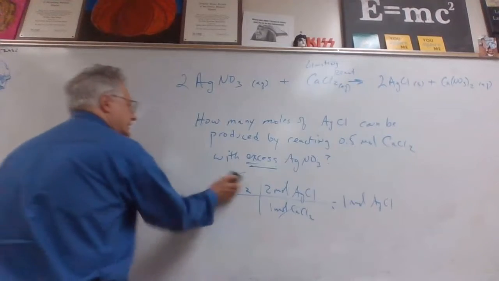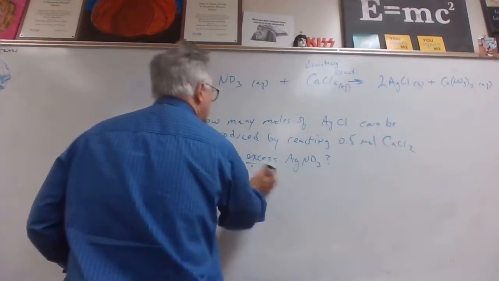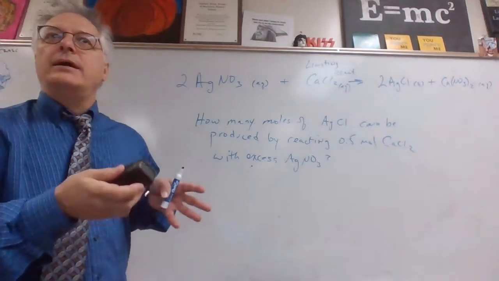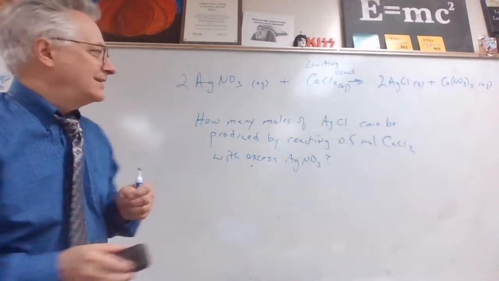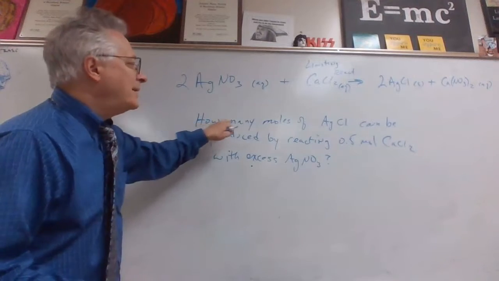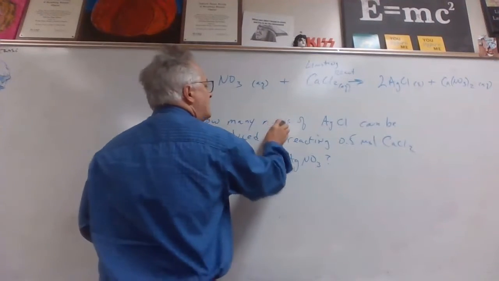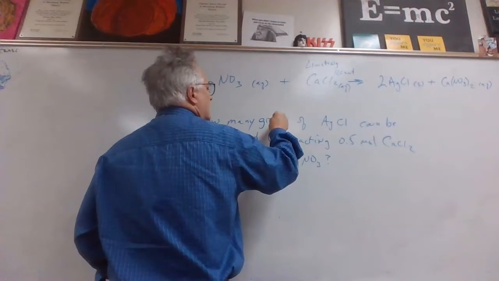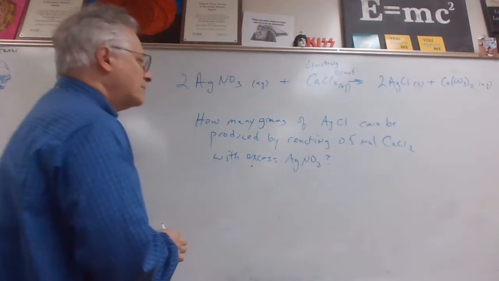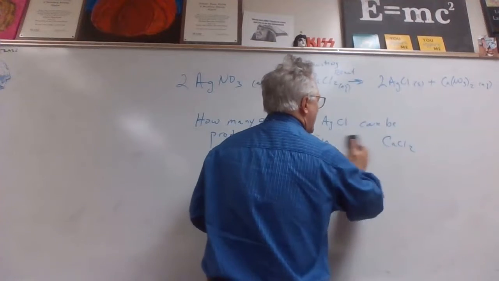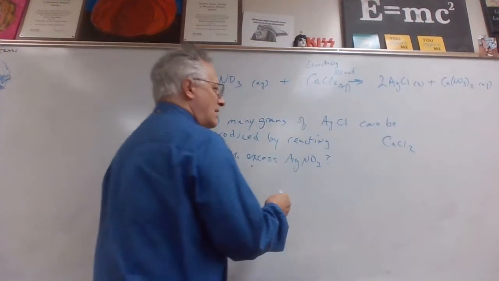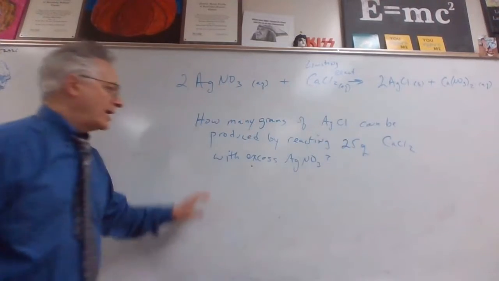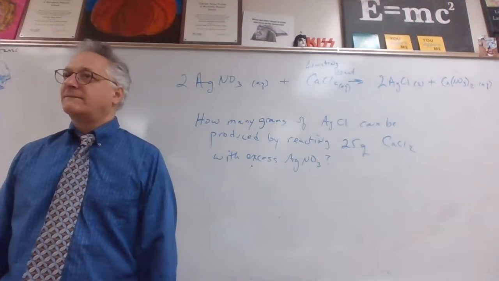Now, what I'd like to do today, though, is I want to add two extra steps to this. So instead of saying how many moles of silver chloride, I'm going to say grams. How many grams of silver chloride can be produced by reacting, I'm not going to say moles anymore, 25 grams of calcium chloride with excess silver nitrate.